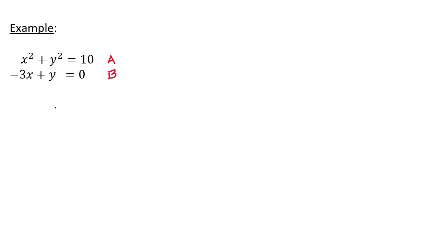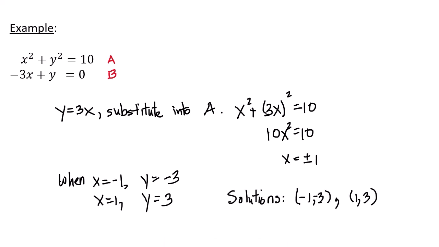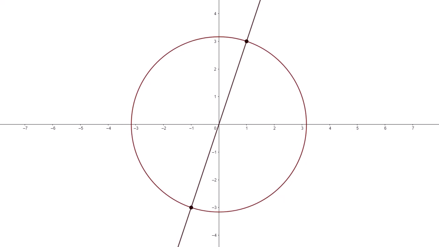I'm going to solve b for y, so y equals 3x. I'm going to substitute that into a, so that means x squared plus 3x all squared equals 10. It's going to end up with 10x squared equals 10, and when I solve that, x equals plus or minus 1, and I'm going to substitute, so when x equals negative 1 from part b, y equals negative 3, and when x equals positive 1 from part b, y equals positive 3. So there are 2 points of intersection, negative 1, negative 3, and 1, 3.